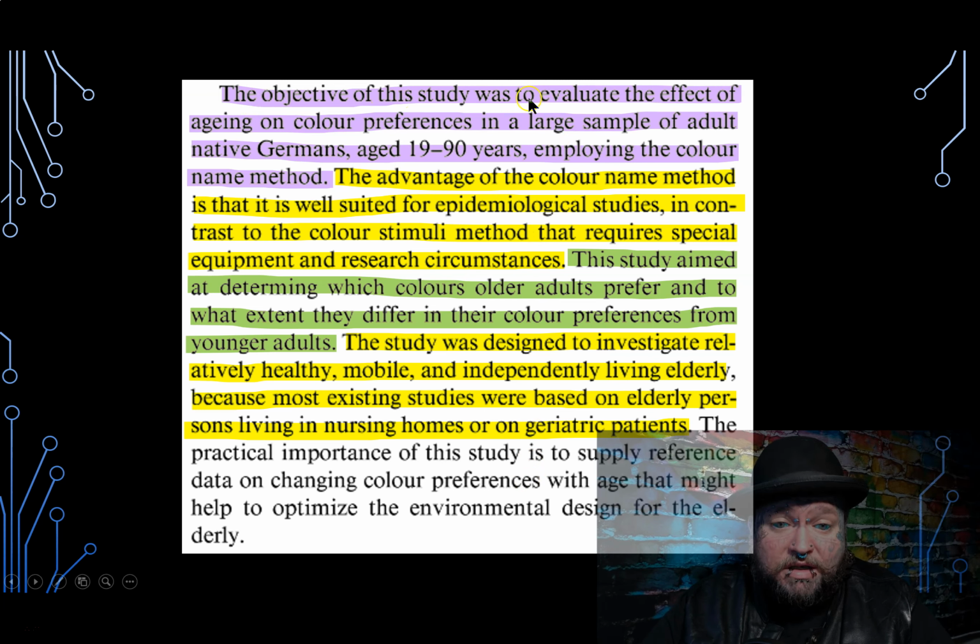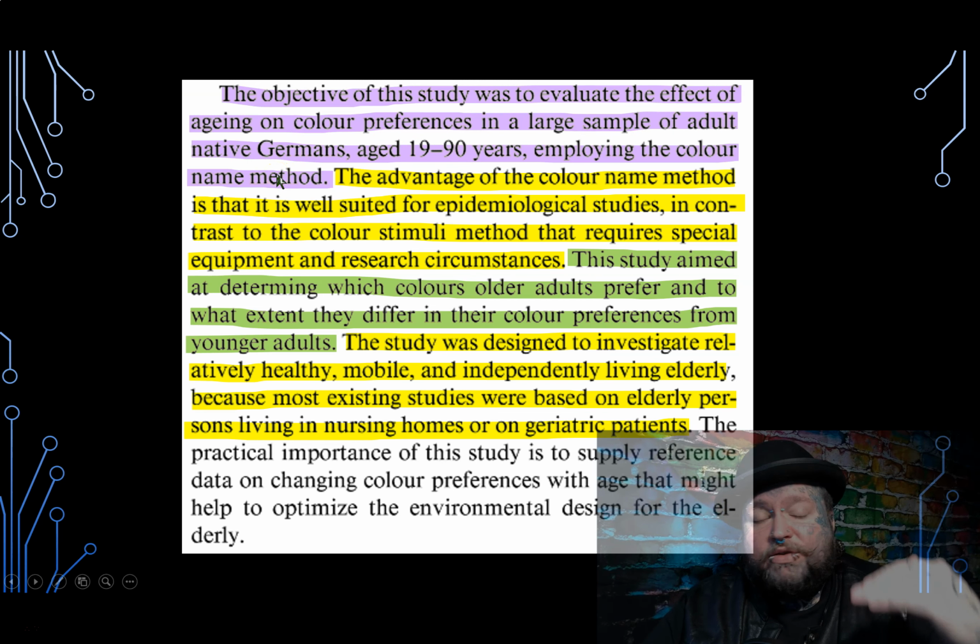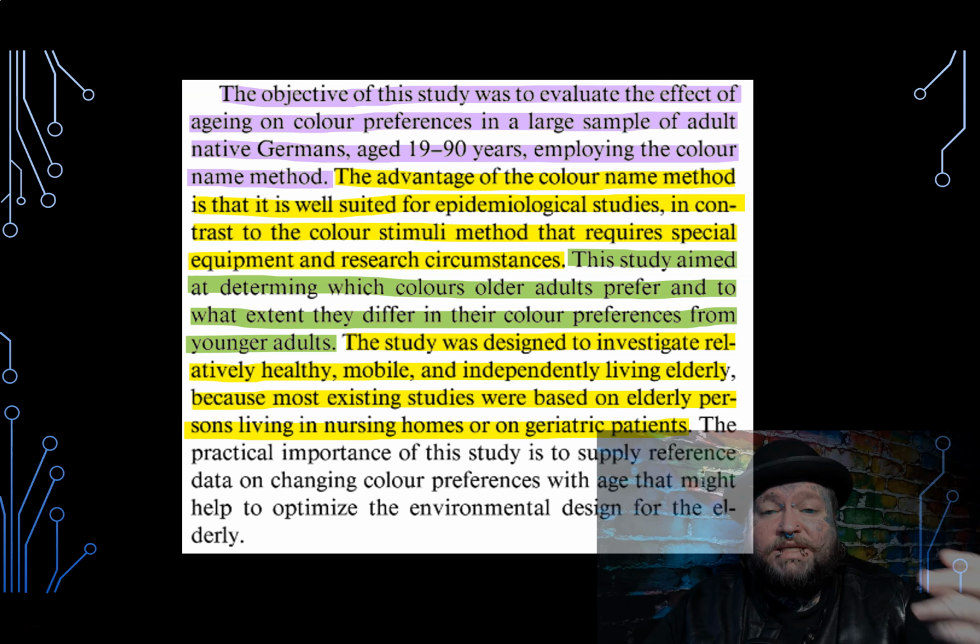The objective of the study was to evaluate the effect of aging on color preference in a larger sample of adult native Germans aged 19 to 90 years, employing the color name method. So you can see they're getting into almost that hypothesis, prediction phase of the cause and effect, and making it more narrow instead of being just age and preference. They're more specifically saying where it comes from, what group it's being done on, and even how they're going to measure, employing the color name method. They've already previously cited why you have these methods and how they're being used, building up from there.